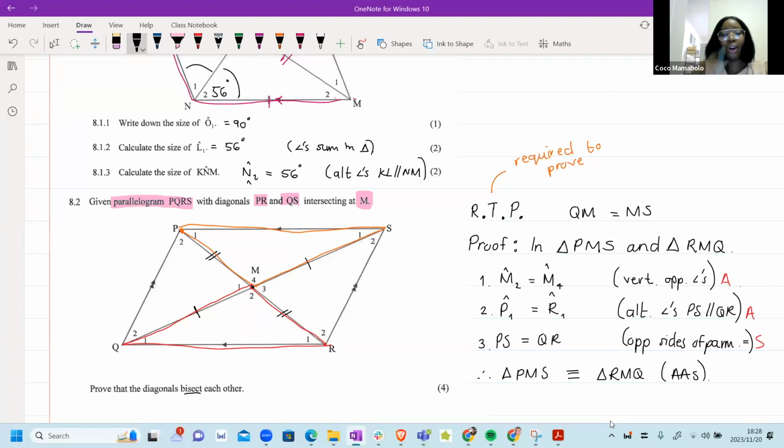Well done. All right. Now that we've proven that, automatically, what happens to all the sides of my triangles? My sides are therefore equal. Then I can say, therefore, QM is equal to MS. I can now say that because of congruent triangles. All right. And there is your 4 marks there. Give me a thumbs up. Are we all okay with this question?